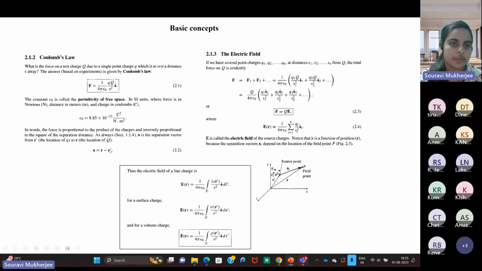So now if the positions of both of these charges are given, you find the separation vector between them, which is given as the difference between their position vectors, right? And if you have several point charges, it follows the superposition principle. So you can add all of these forces. Okay, so that gives you the net force.